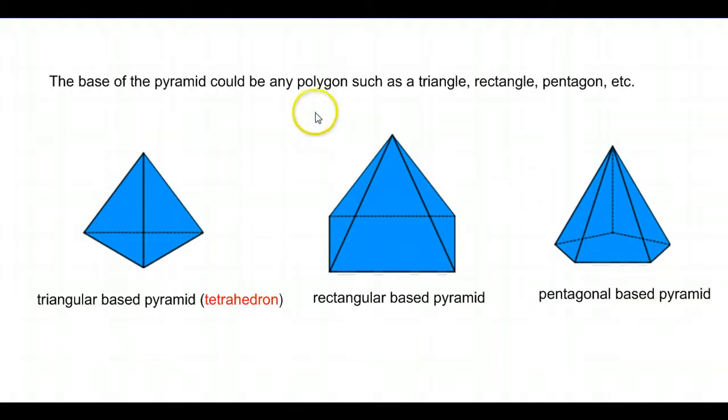The base of the pyramid could be any polygon, such as a triangle. So a triangular based pyramid, here's the base as a triangle. We call that, it's got a special name, tetrahedron. This is a rectangular based pyramid. A pentagonal base, this has 5 sides.